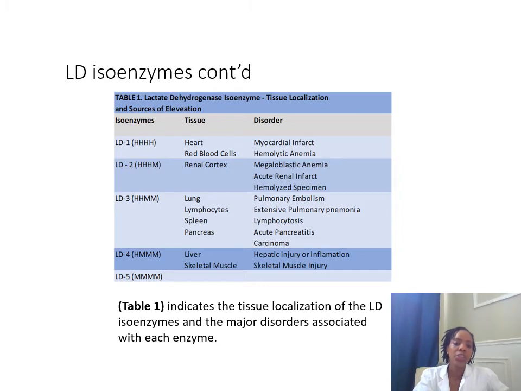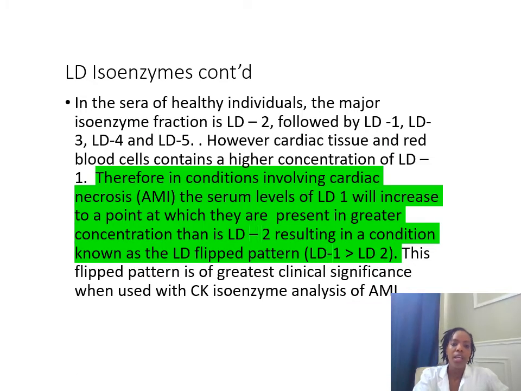The following chart shows LD isoenzymes after separation: LD1, LD2, LD3, LD4, and LD5. In the serum of healthy individuals, the major isoenzyme fraction is LD2. Therefore, in conditions involving cardiac necrosis, the serum levels of LD1 will increase to a point at which they are present in greater concentration than LD2, resulting in a condition known as the LD flipped pattern.